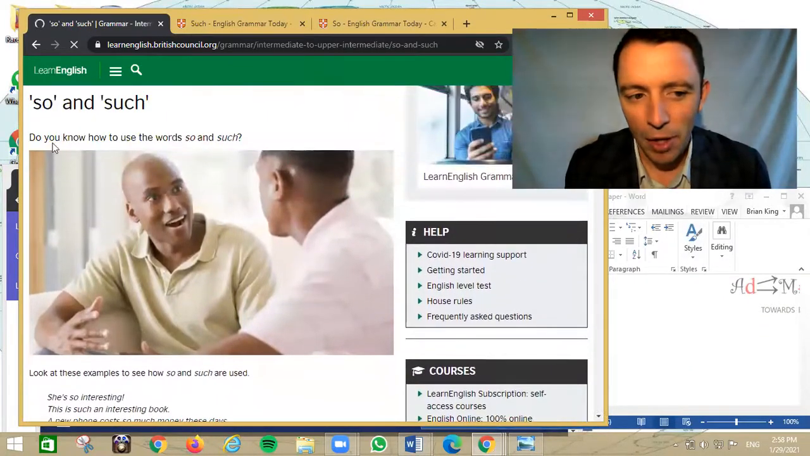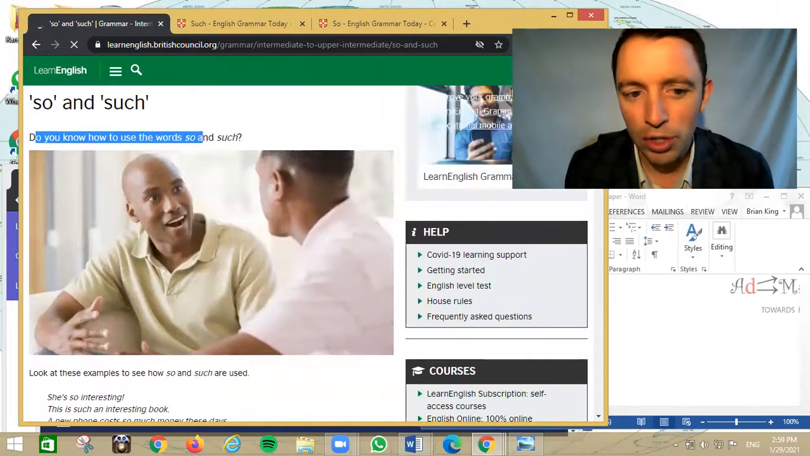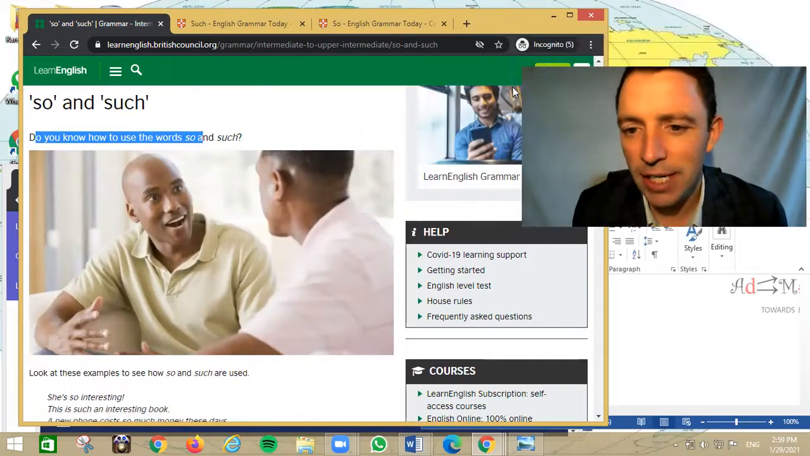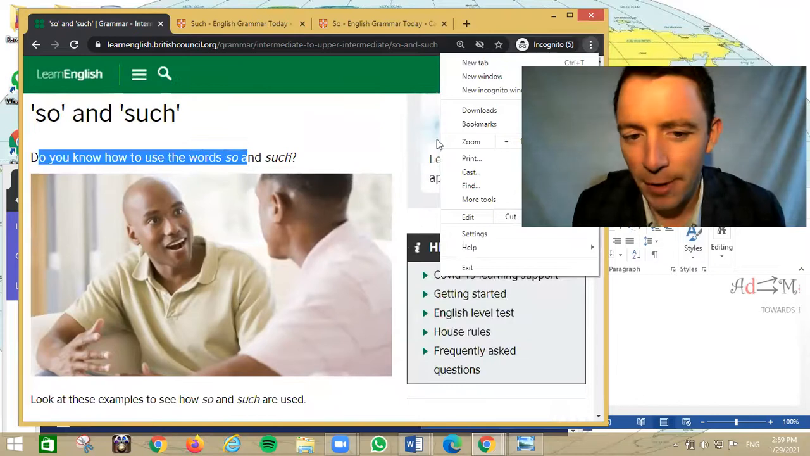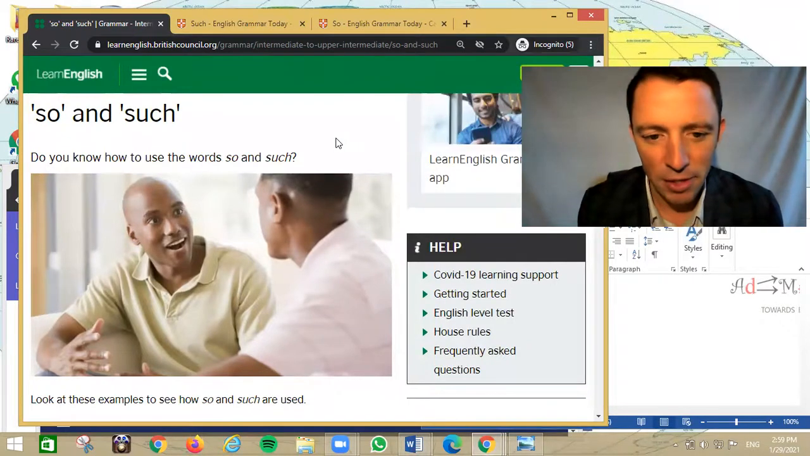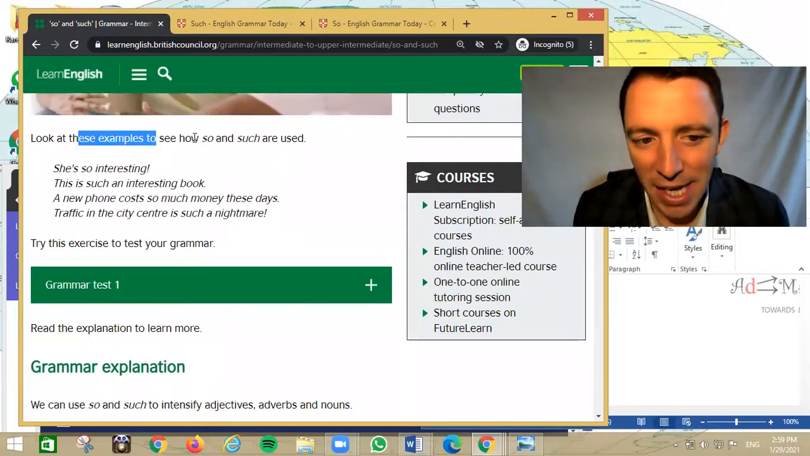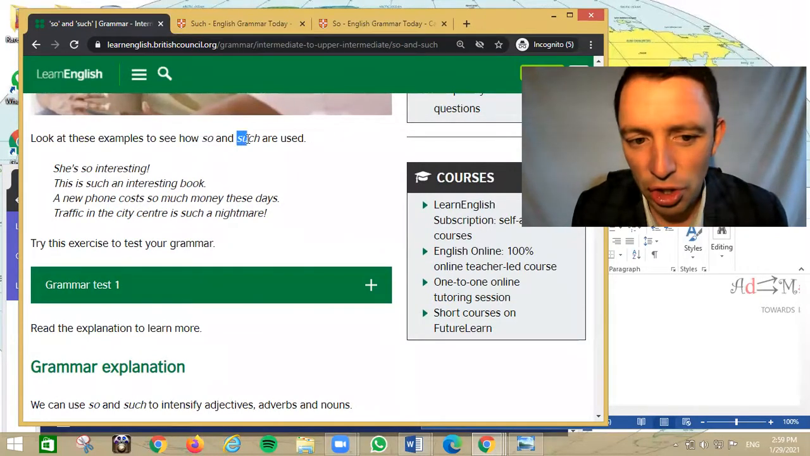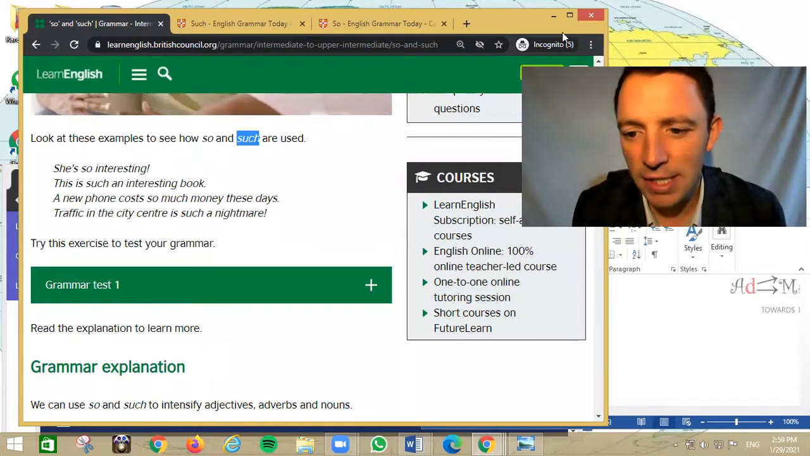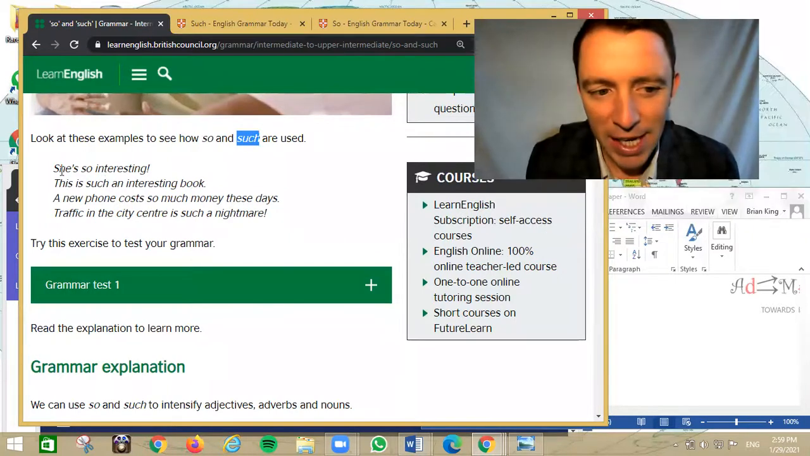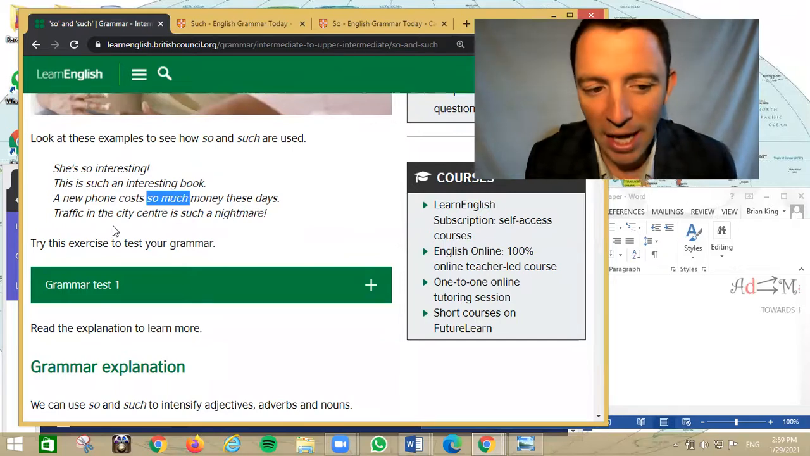At the beginning: do you know how to use the words so and such? I'll make the screen a little bit bigger so you can see a bit better. That's the topic for the class. They say, let's look at these examples to see how so and such are used. Here are the examples. She is so interesting. This is such an interesting book. A new phone costs so much money these days, and traffic in the city centre is such a nightmare.